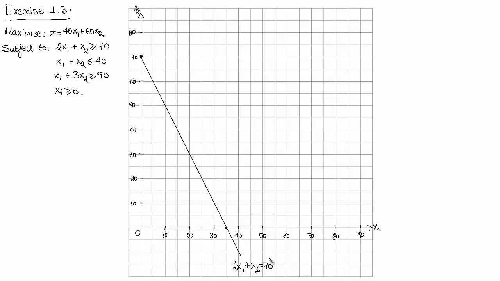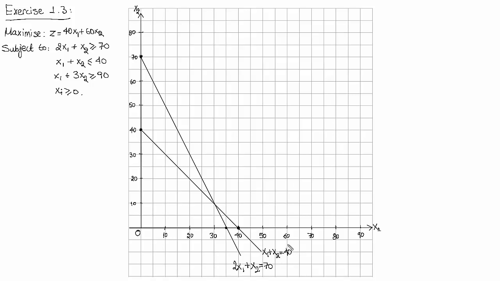Now for the second one, when x1 is 0, x2 is 40. And when x2 is 0, x1 is also 40. So we're going to have the straight line from 40 down to 40. And this is x1 plus x2 equals 40.